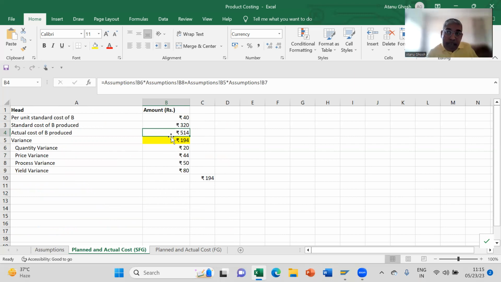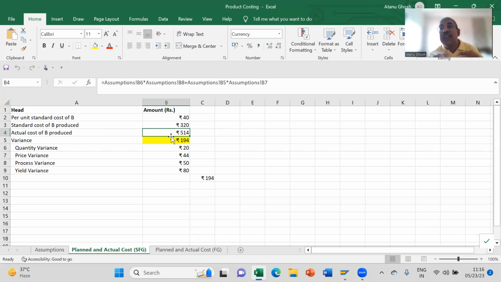So the value of the inventory of B lying in the stock is 320 rupees. That means this should have been the cost of producing 8 units of B, which is the quantity of B which has passed the quality. Yes. But you ended up incurring cost of 540.